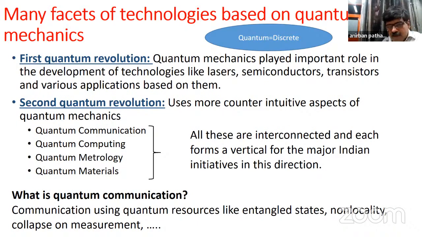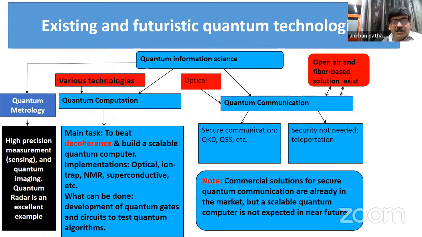Quantum communication is quite ready. Quantum cryptography is almost a commercial product. But unless quantum computing evolves and classical cryptography faces a real threat, the market will not develop, because people will go for classical cryptographic solutions, or at most post-quantum cryptographic solutions. And quantum metrology is about the development of sensors. In India, there are several initiatives, and in all the initiatives, we have divided things into these 4 verticals. Quantum metrology is about sensors, like developing quantum radar.